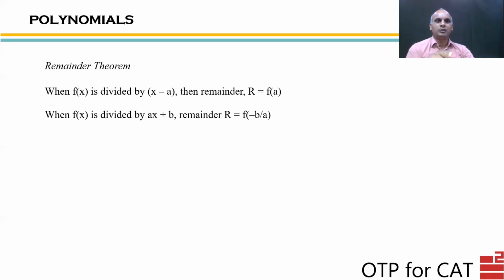Similarly, ax plus b, when you equate that to 0, you get x is equal to minus b upon a, which when put in the function should give you the remainder. And that's what we have done. So you can say this is the revised remainder theorem, that the remainder is f of minus b upon a.